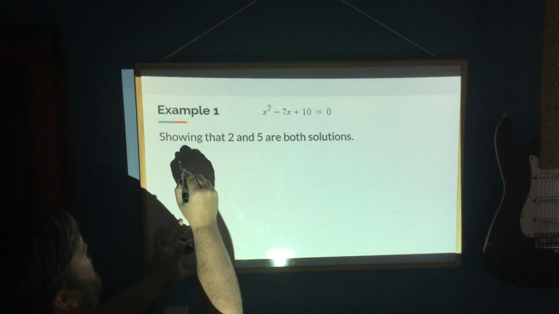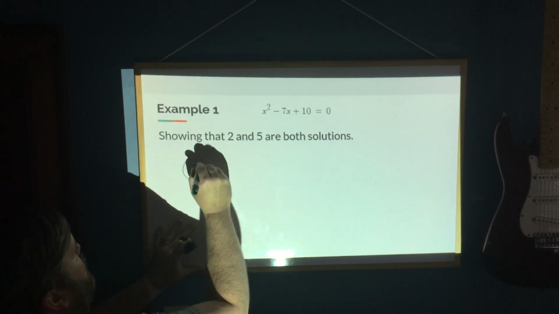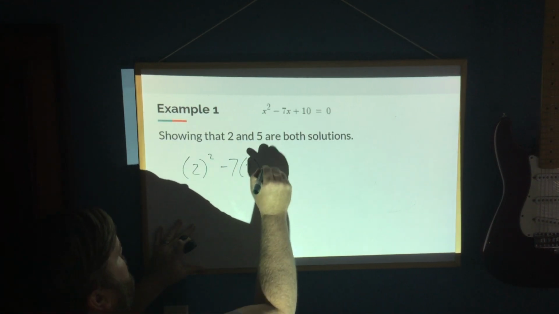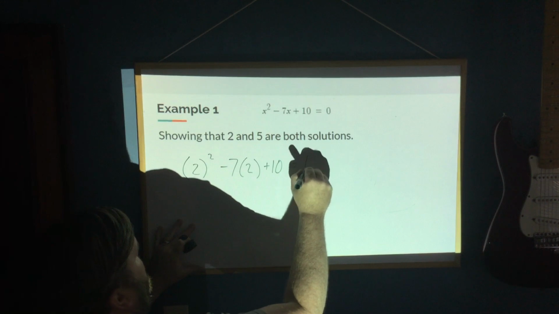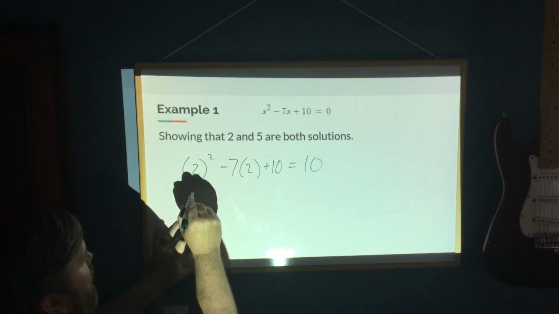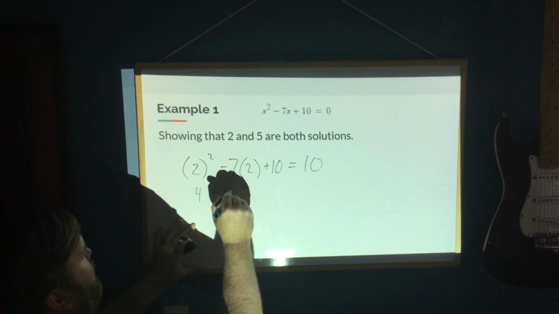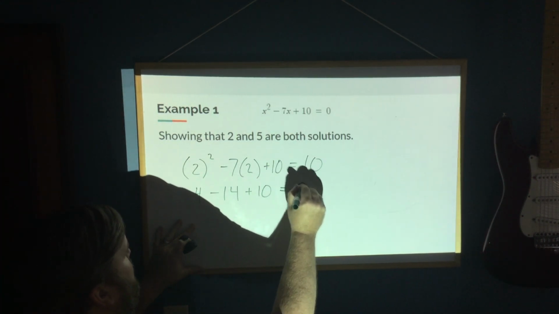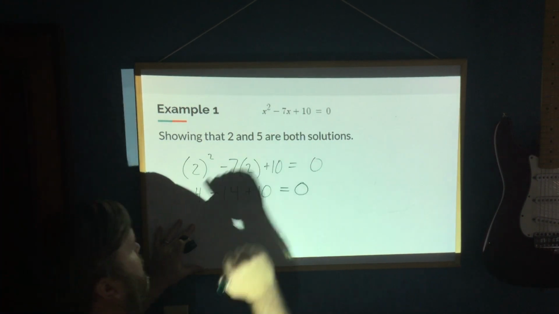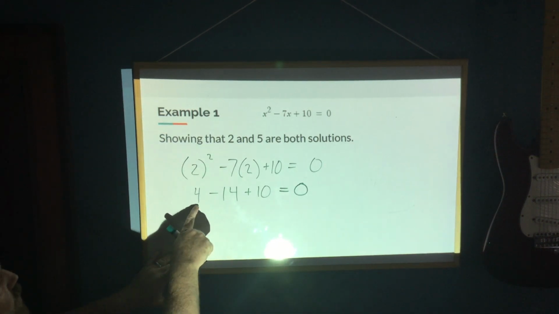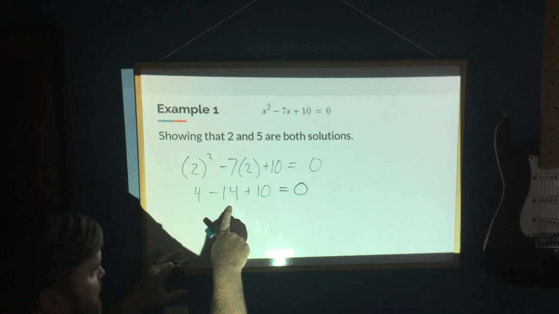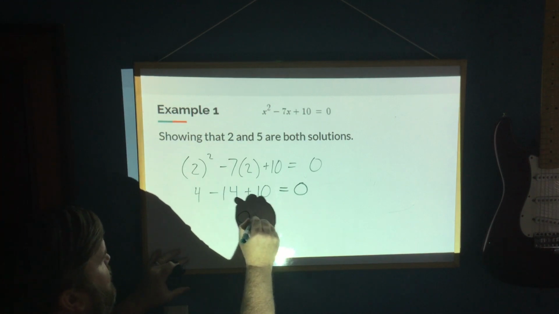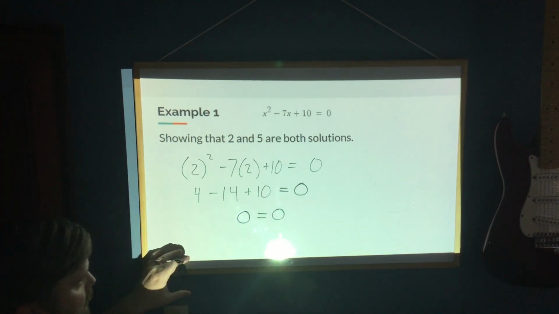So if I have 2 squared minus 7 times 2 plus 10, and that's equal to 0. I get 4 minus 14 plus 10 equals 0. I don't know why I put 10 there, I meant to put 0. 4 minus 14 is negative 10. Negative 10 and positive 10 are 0. I get 0 equals 0.